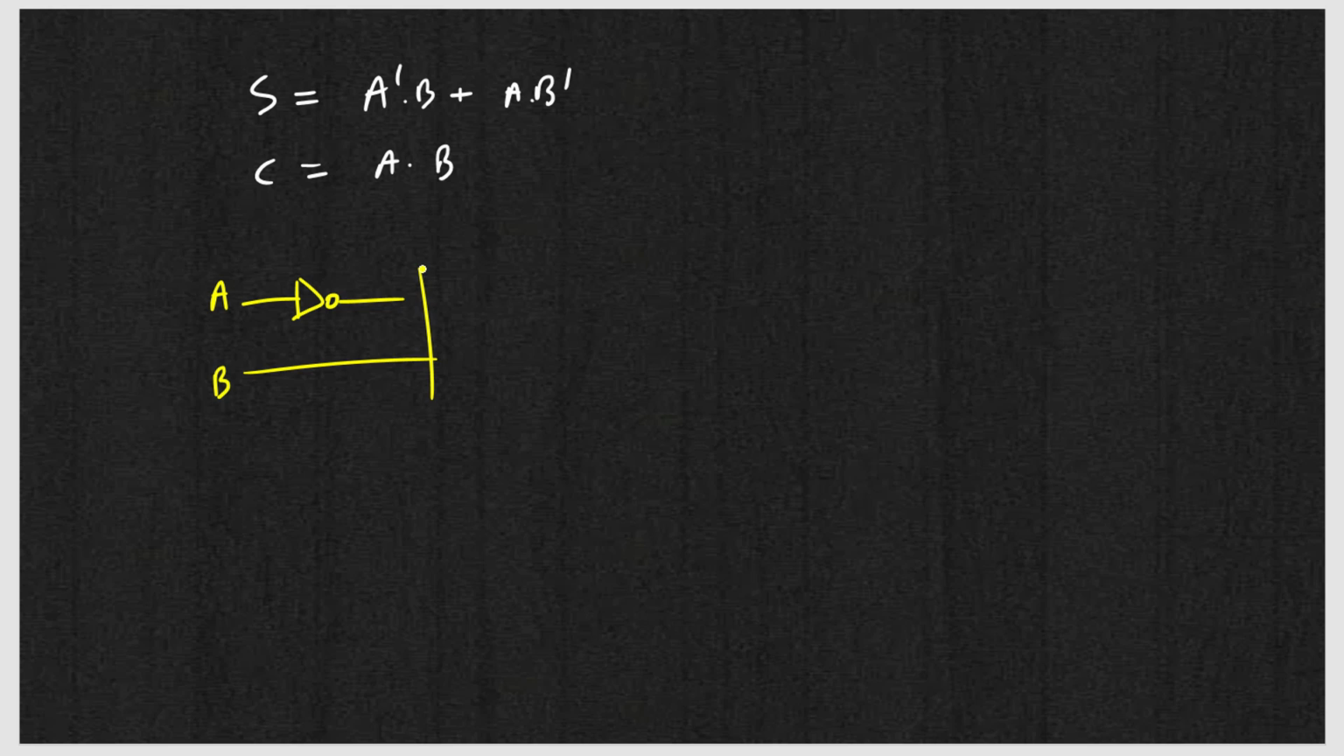This is important. So A prime B plus A B prime, and C equals AB. You have A and you have B. We have to feed A into a NOT. So these two go into an AND. Would you agree?